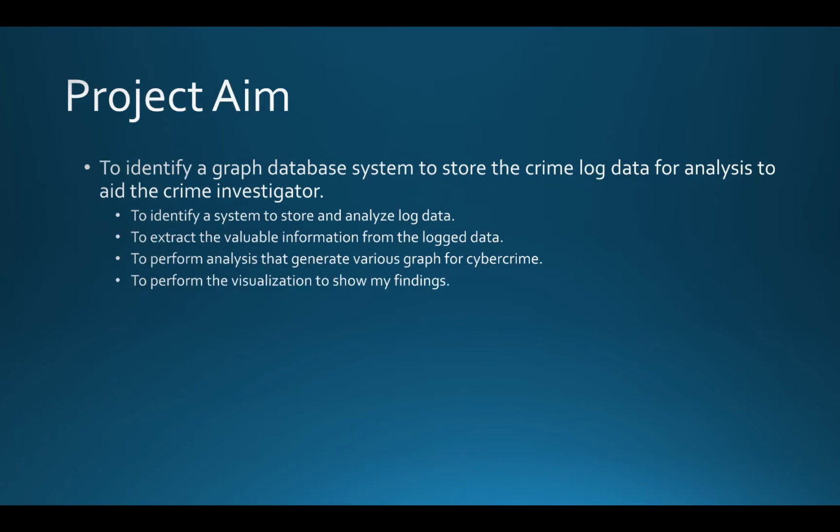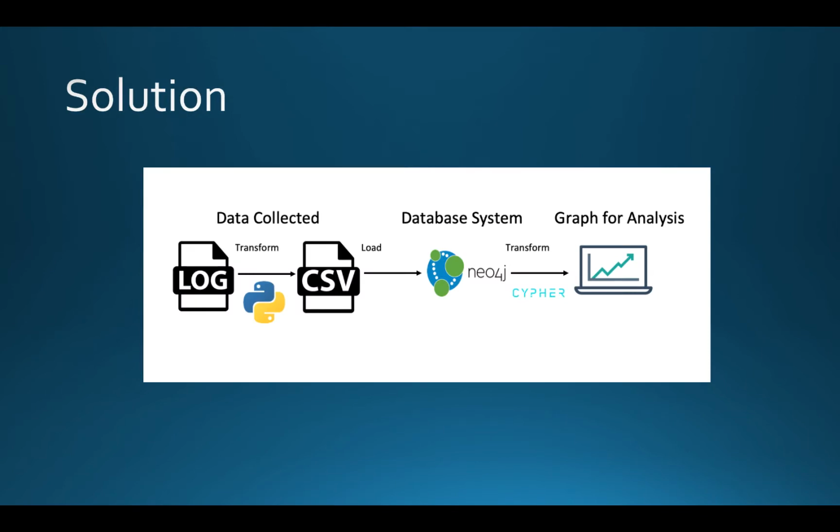The project aim is to identify a graph database system to store the crime log data for analysis, to aid the crime investigator, and below are the objectives: to identify a system to store and analyze the log data, extract valuable information from the log data, to perform analysis that generates various graphs for cybercrime, and to perform visualization to show my findings.